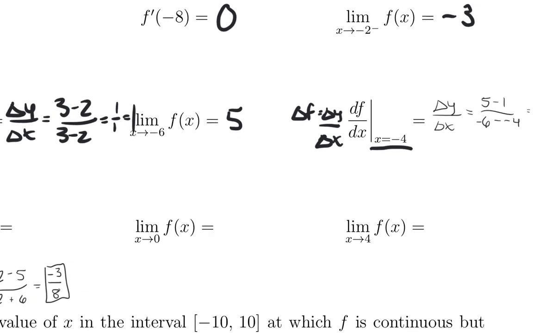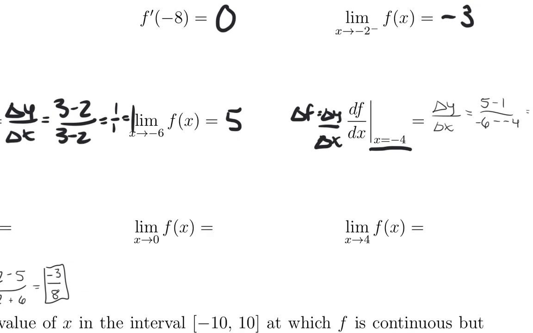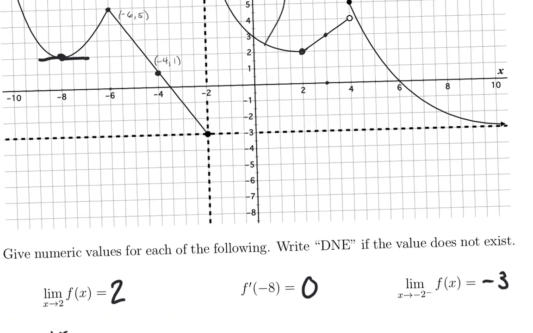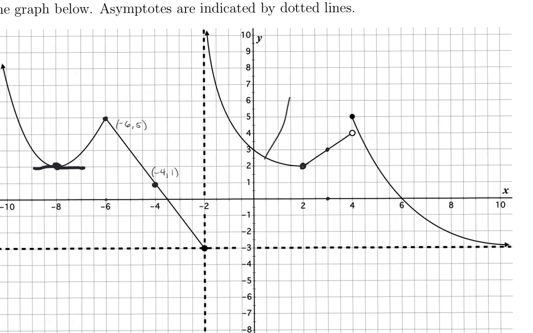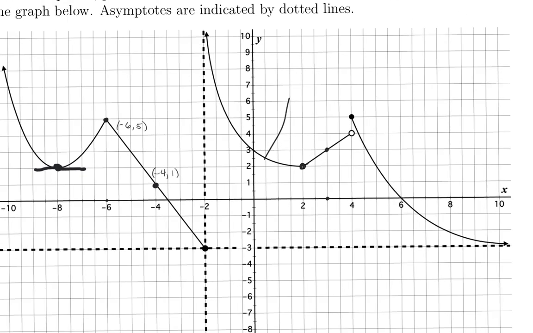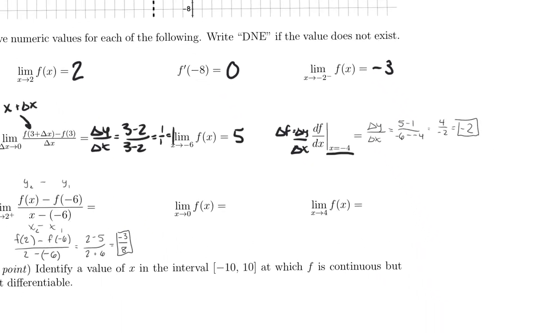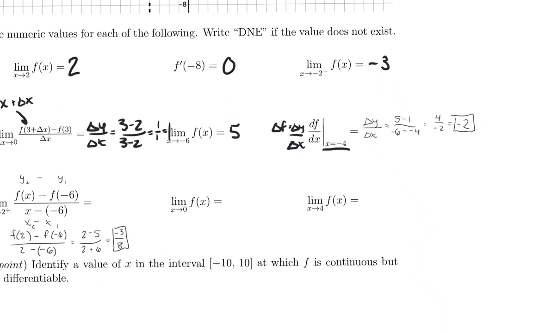The limit as x approaches 0. So I'm going to go to my graph here, and I can see that 0 is right here. This is x equal to 0 right here, and that's equal to 3. And so I'm going to go from the left side here, and that approaches 3, and I'm going to come from the right side, and that also approaches 3. So I can confidently say that the limit as x approaches 0 of f is equal to 3.